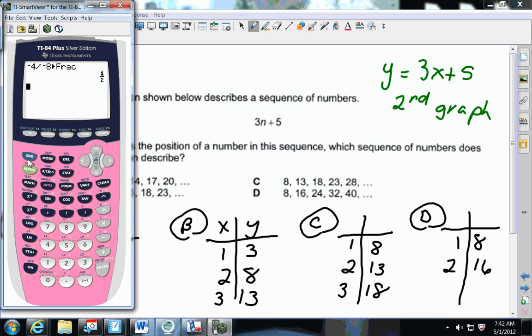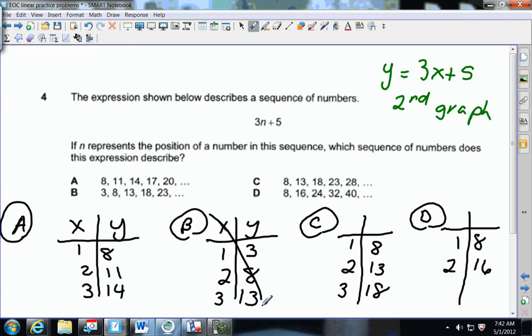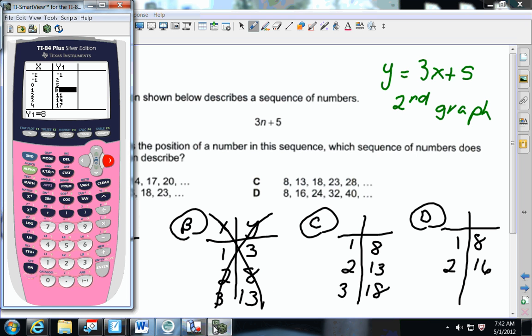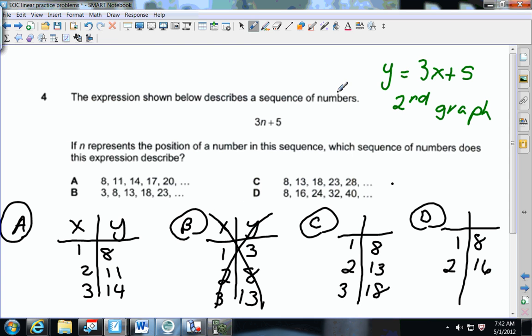So what I'm asking you to do is to go into y equals and put in there 3x plus 5. Go to second graph. The first number in the sequence, number 1, is 8. I can eliminate B automatically because it says 1 and 3. The second number is 11. Well, automatically I can already look. The only one that has that is A. So your answer should be A. Okay? That's your answers for these 4 that I have on here.